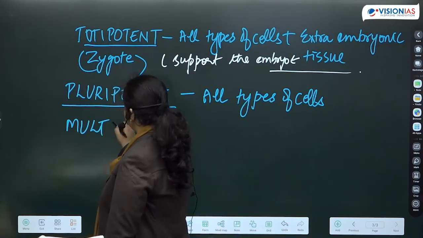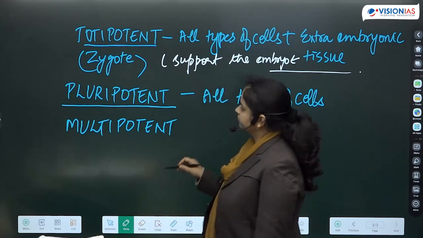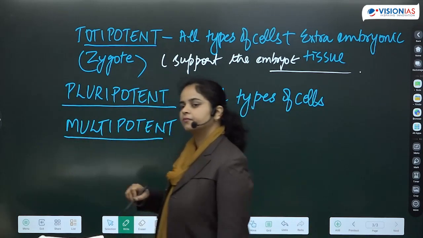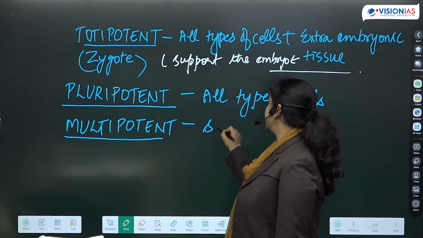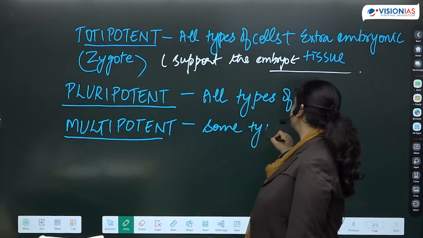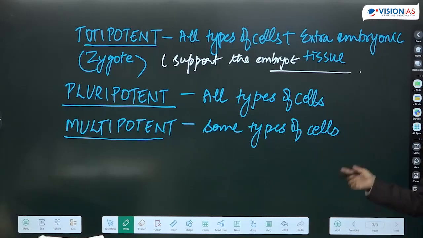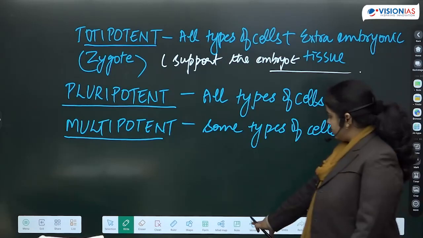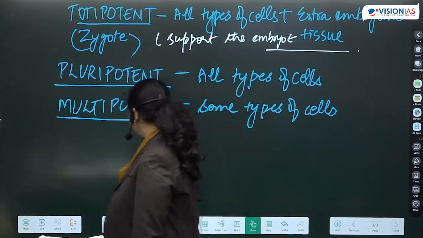After this comes multipotent. Multipotent will be when a cell can change into some types of cells, but not all. Some means not all. So it will change into some types, but it cannot change into all types. And the last one is unipotent.